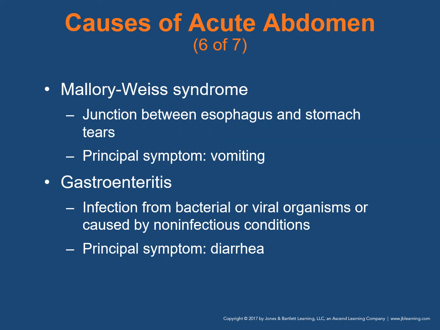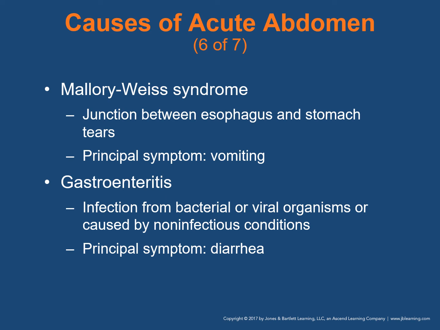Mallory-Weiss syndrome is the issue that happens when the connection between the esophagus and the stomach tears. So now you've got food and stomach acid leaking into the abdominal cavity. Your primary and principal symptom is going to be vomiting. And of course, that's bad because since there is a tear, you will get the patient externally vomiting, but some of that is actually, again, going to end up in the abdominal area.